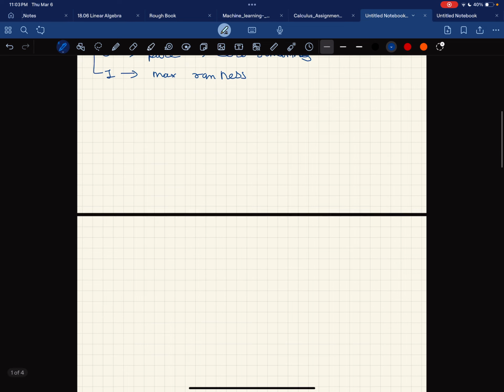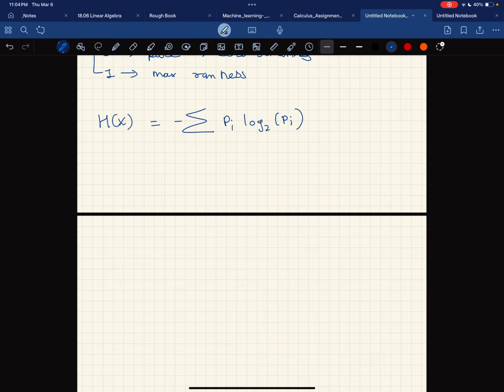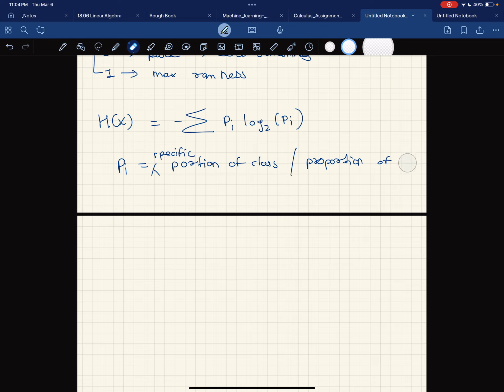Now let's see the general formula of the entropy. Entropy would be equal to negative summation of pi times log 2 pi. Now what is pi? Pi is that portion of the class. Pi is a specific portion of the class, or it can also be understood as the proportion of class i.